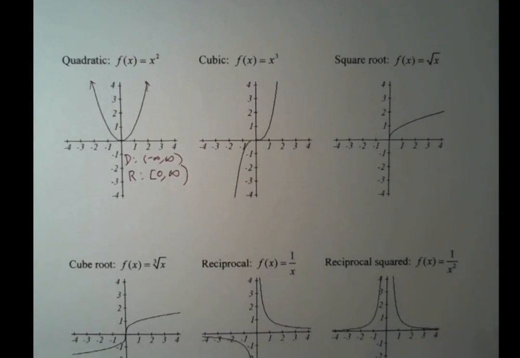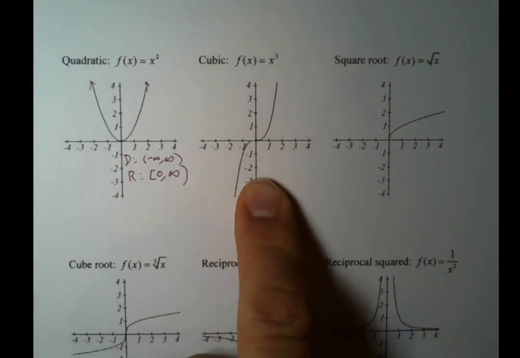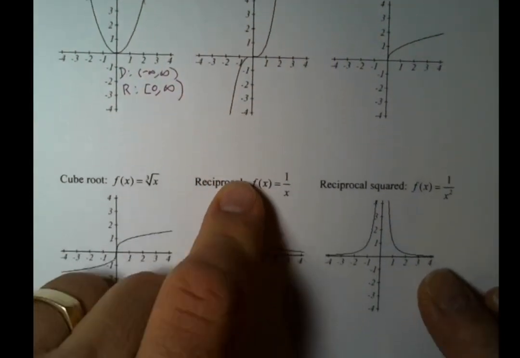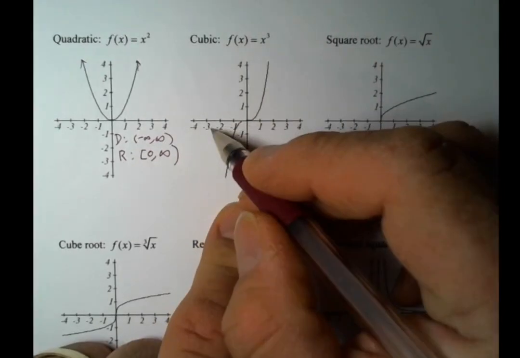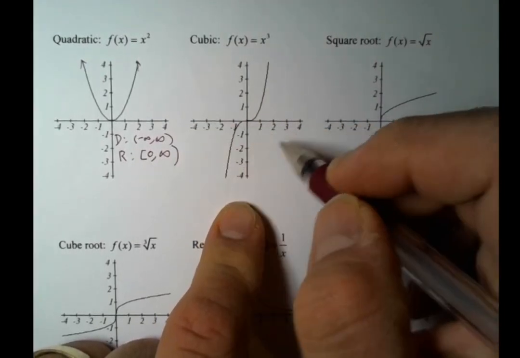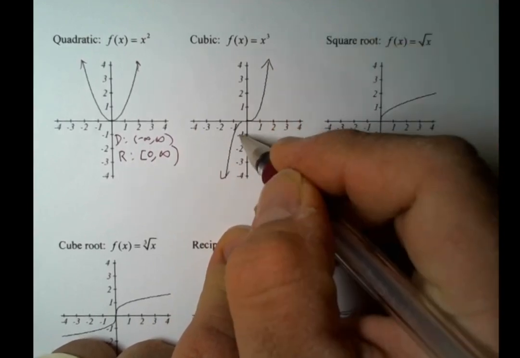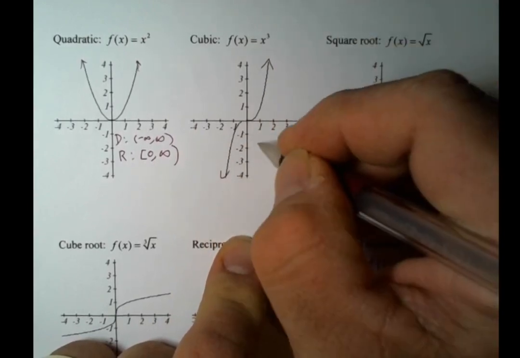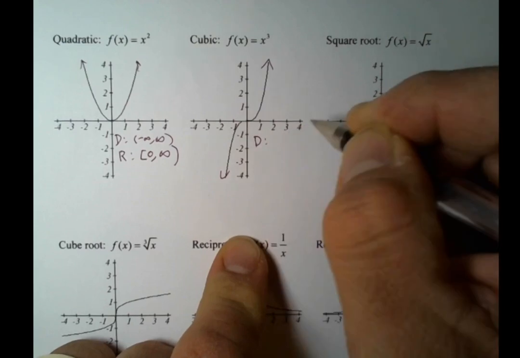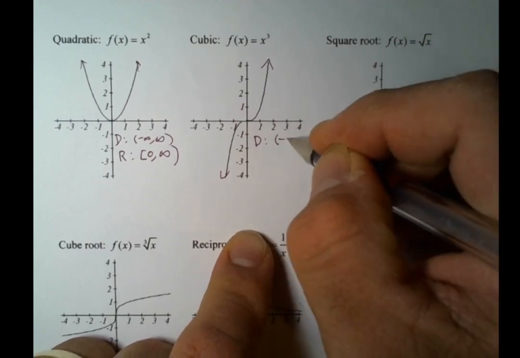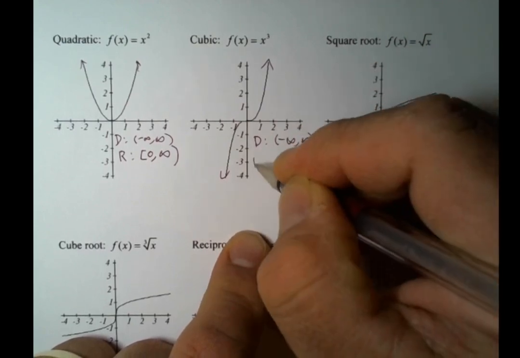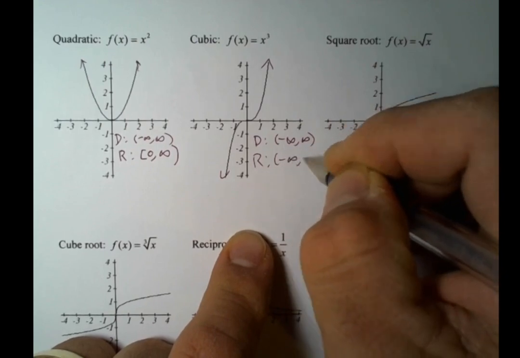Now, moving on here, looking at this one here, the cubic. Again, no restrictions along the x or even the y. This kind of grows up in the positive direction and decreases down in the negative direction. So similar to our identity, the domain is all reals, and the range is also all reals.